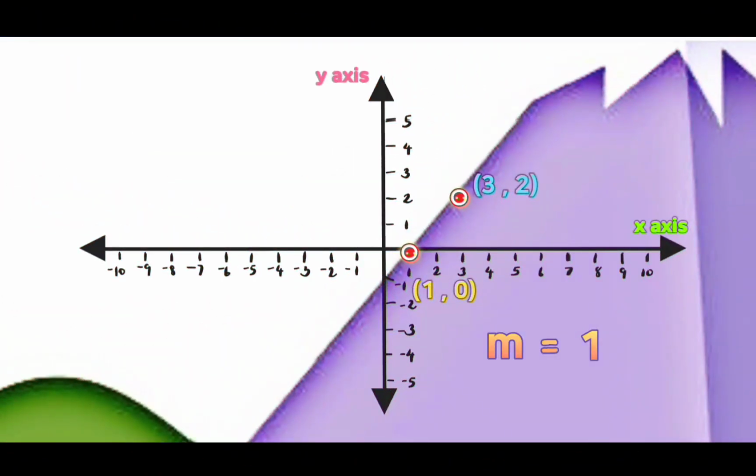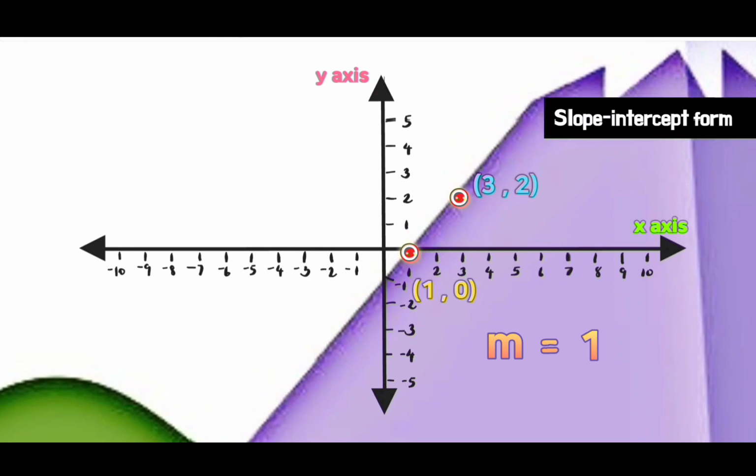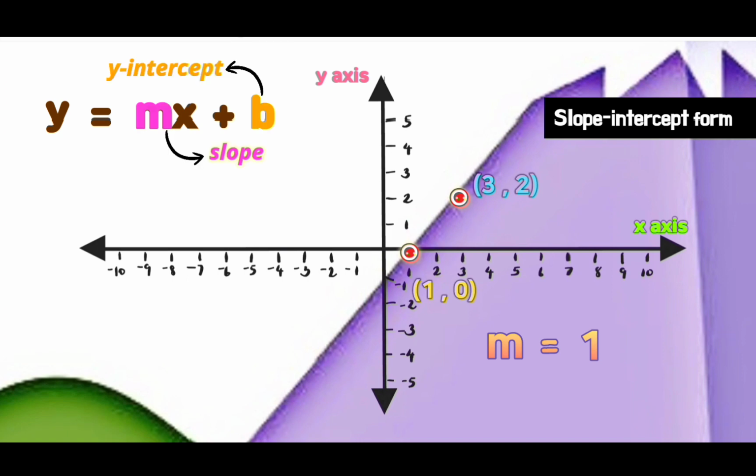Using the slope and one intercept, we can write an equation for that line in what's called slope-intercept form. Slope-intercept form is expressed as y equals mx plus b, where m is the slope and b is the y-intercept. So for our line, that's y equals 1 times x minus 1.